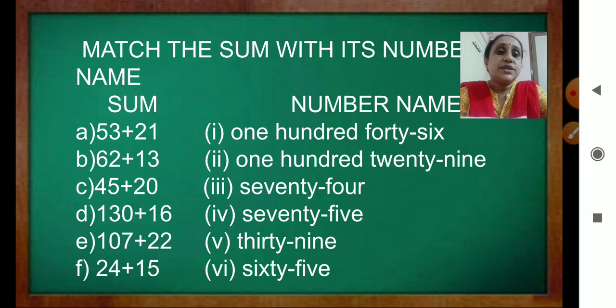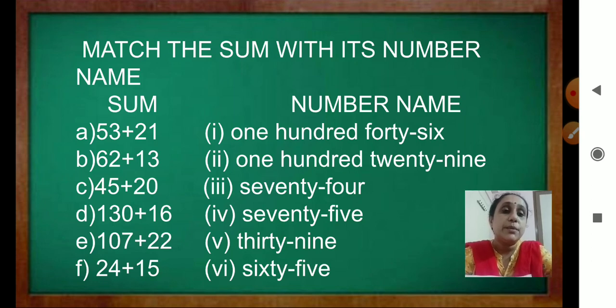Now match the sum with its number names. You have to match the number sum with its number names. Sums means the answer you are getting. 53 plus 21, how much are you getting? You can do it in your notebook, your rough book. You will do the sums in rough, then see what you are getting and then match with the number name.